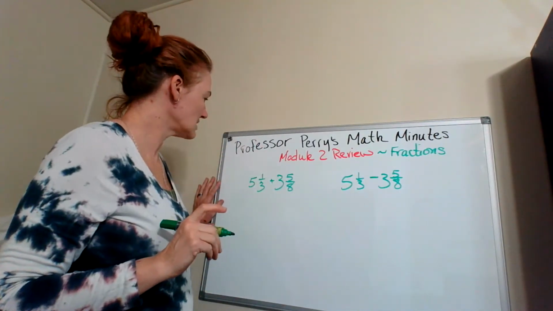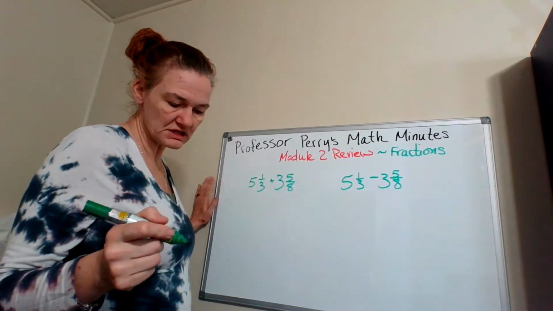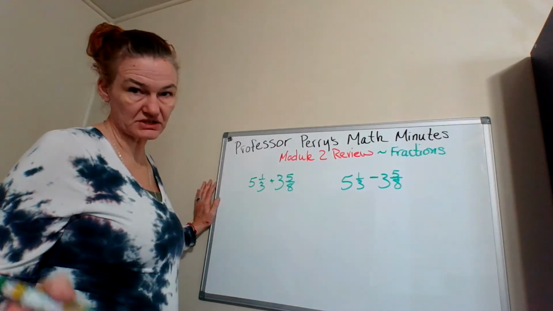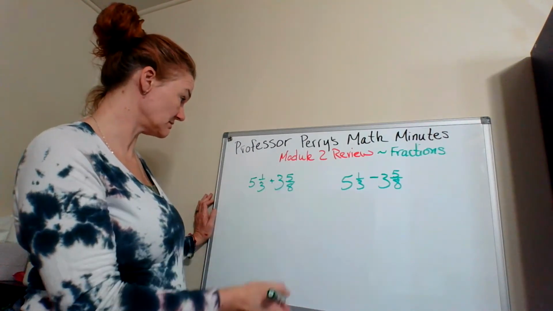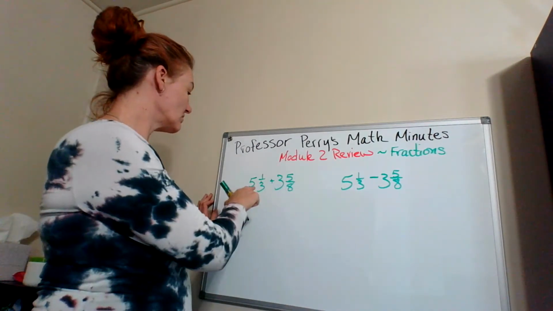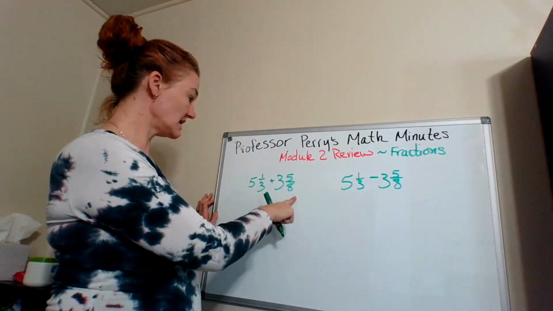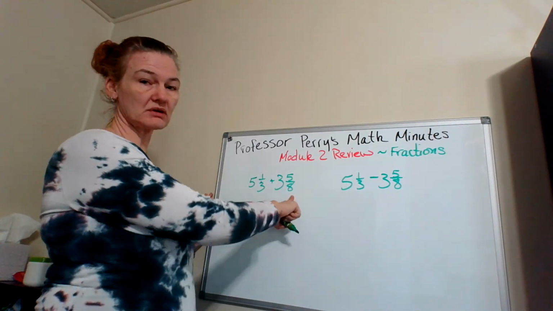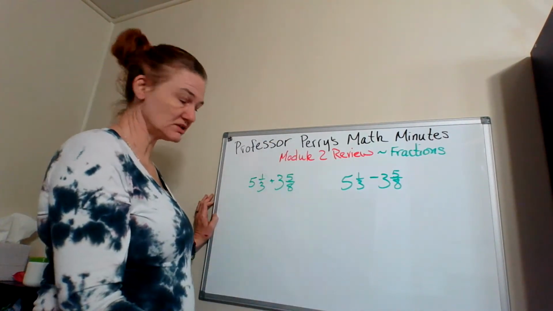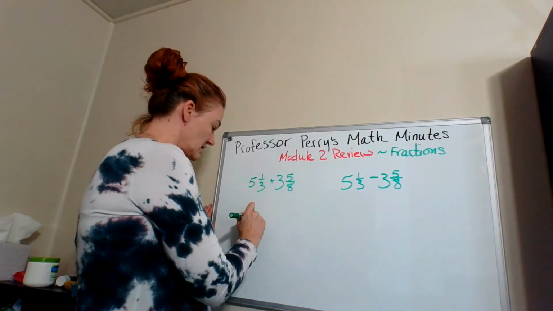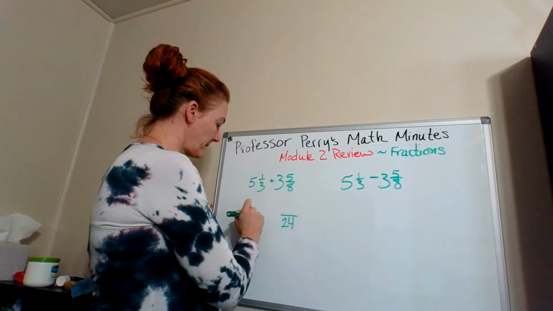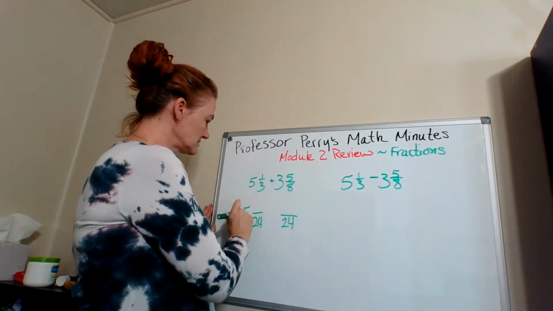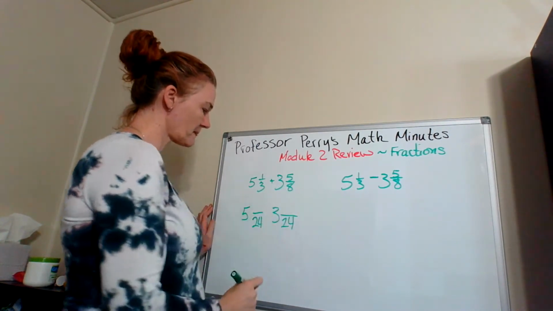Okay, so the first thing you need when you're doing fractions for adding and subtracting, you have to have the common denominator. So 3 and 8, the smallest number that they can both go into is 24. Your whole number stays where it was.